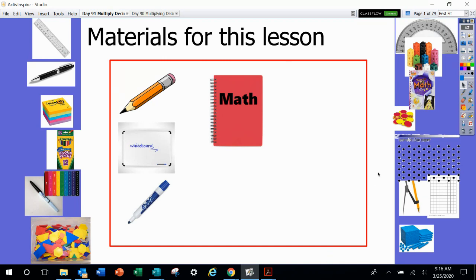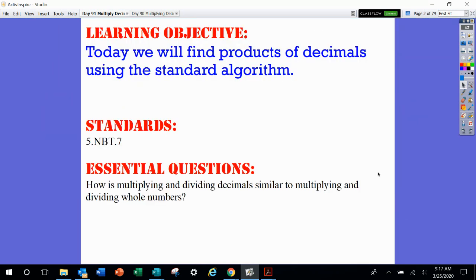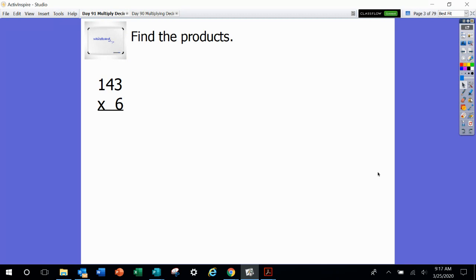There's also a ton of videos out there that you can look at that will help you use this method to multiply decimals. Okay, so assuming you have your green notebook out and a pencil, then we're ready to go. Again, today we're going to find products of decimals, products meaning the answer to a multiplication problem, using the standard algorithm. So let's review a little bit.